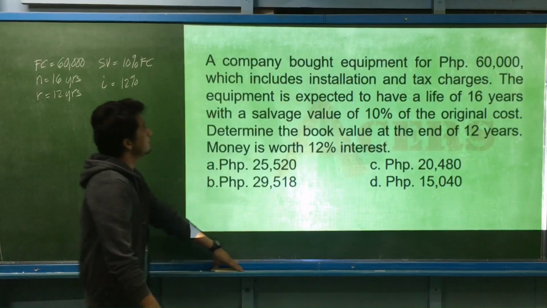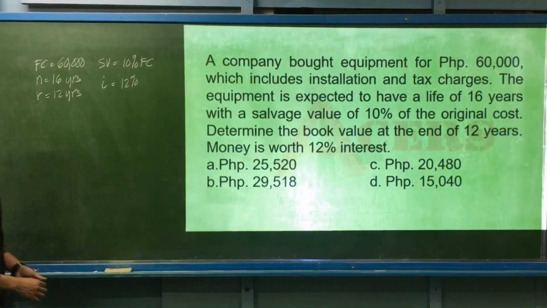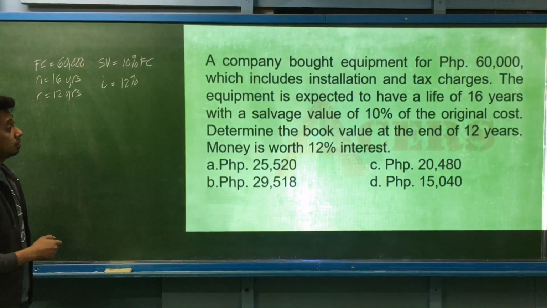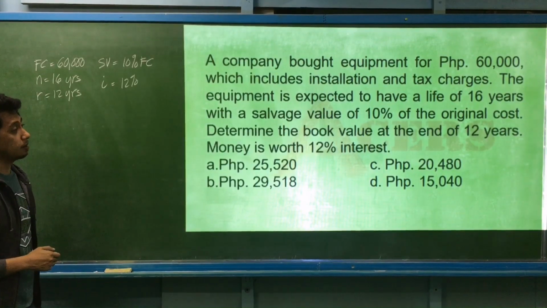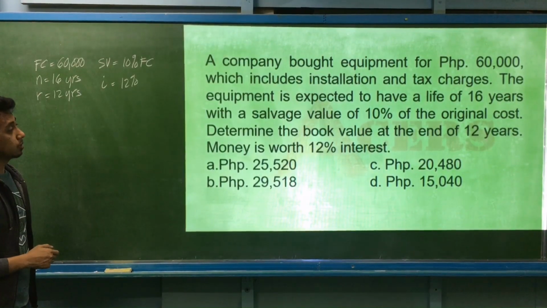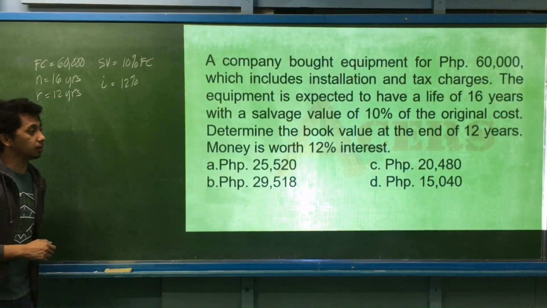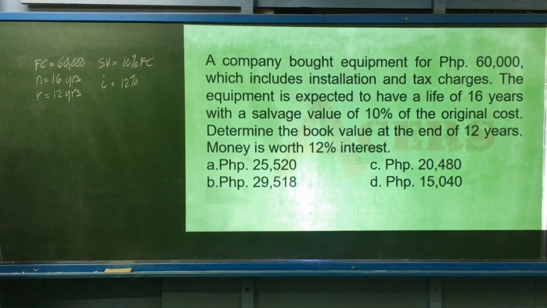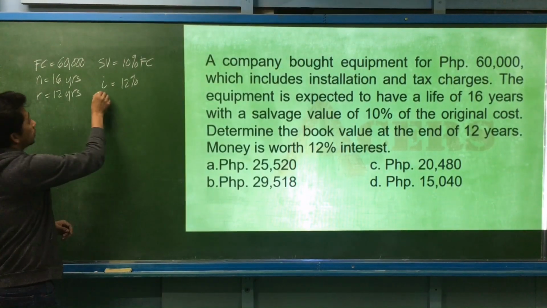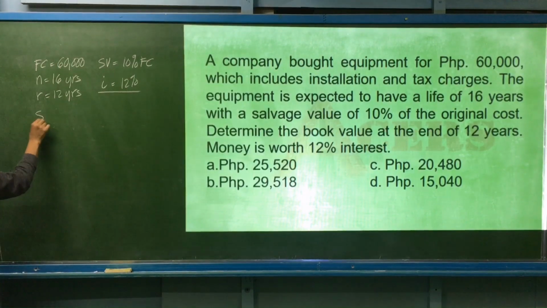Next example, a company bought equipment for 60,000, which includes installation, tax, charges. The equipment is expected to have a life of 16 years with a salvage value of 10% of the original cost. So determine the book value at the end of 12 years, money is worth 12%. Usually kapag given ito, is ang ginagamit na method is the sinking fund method.